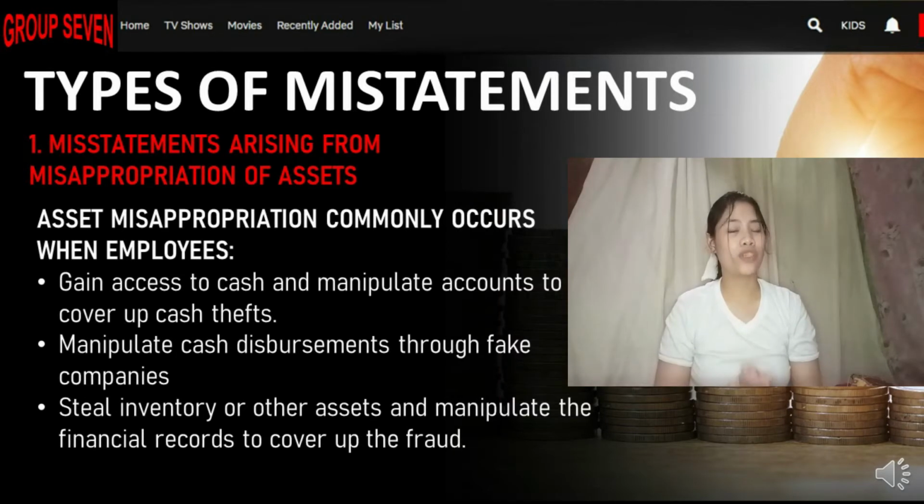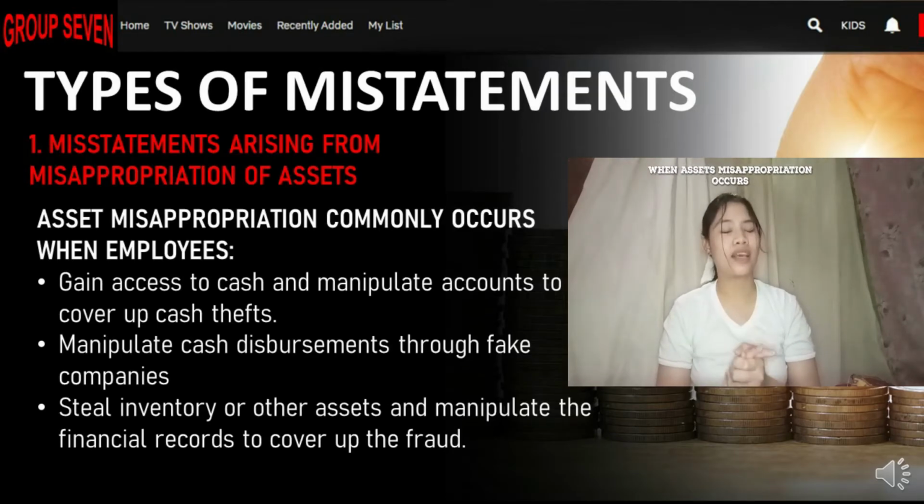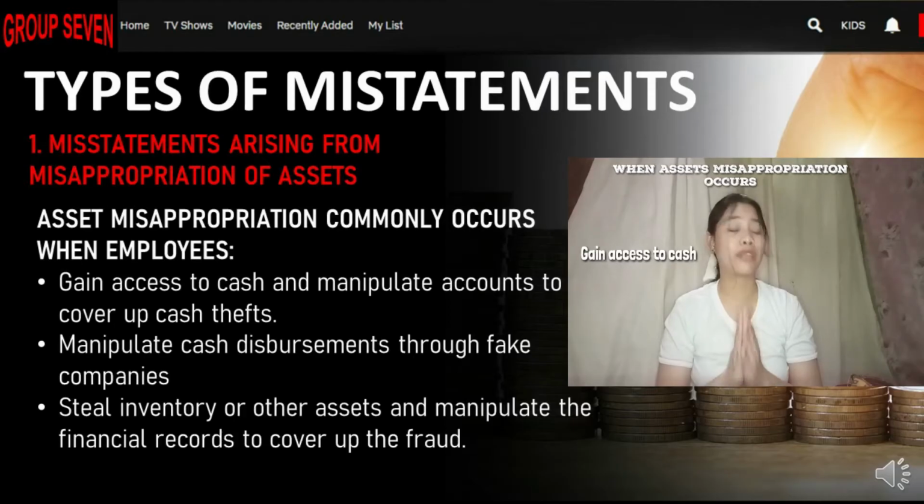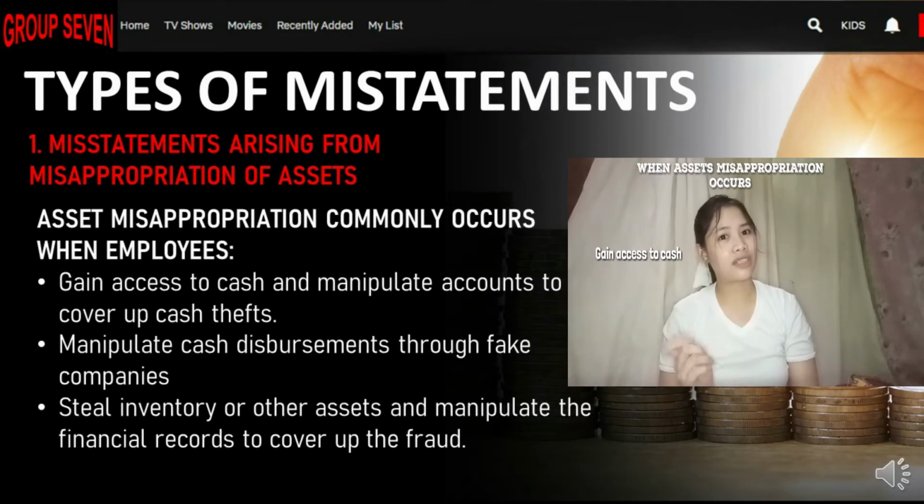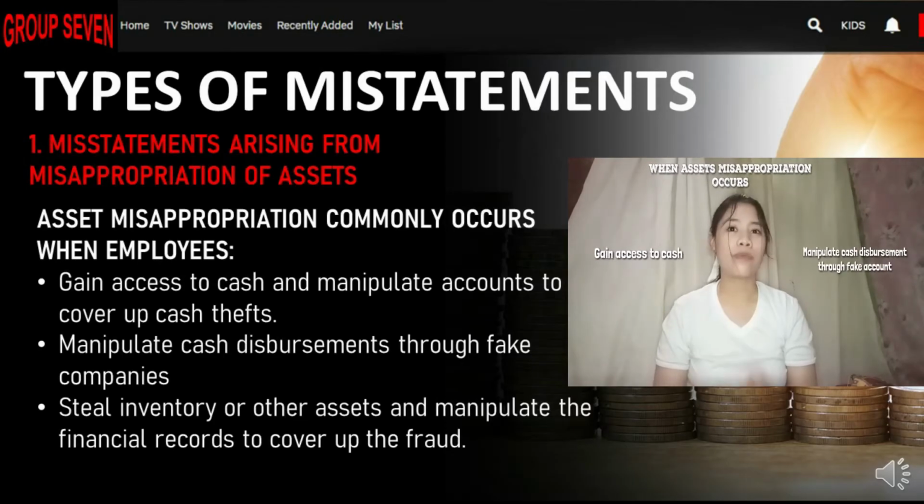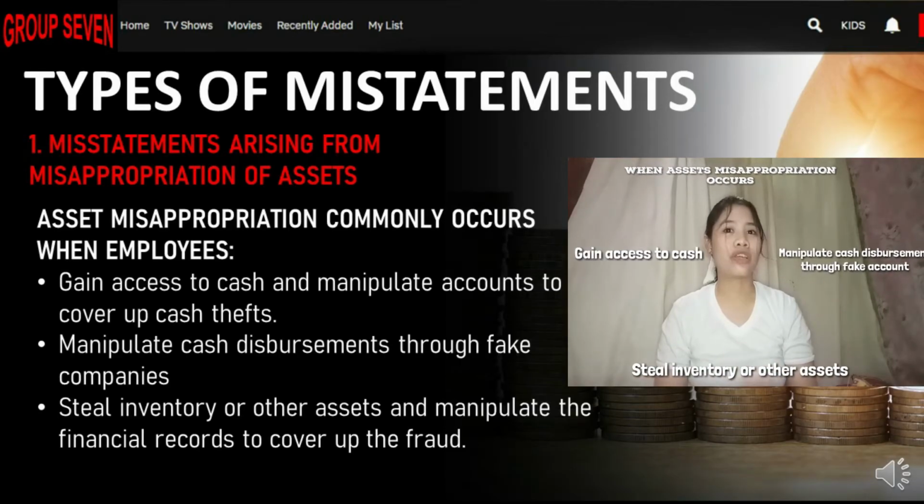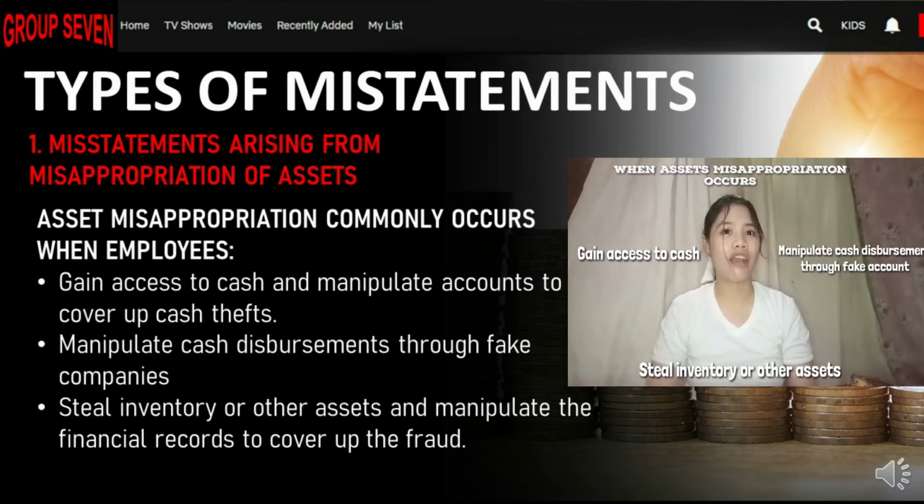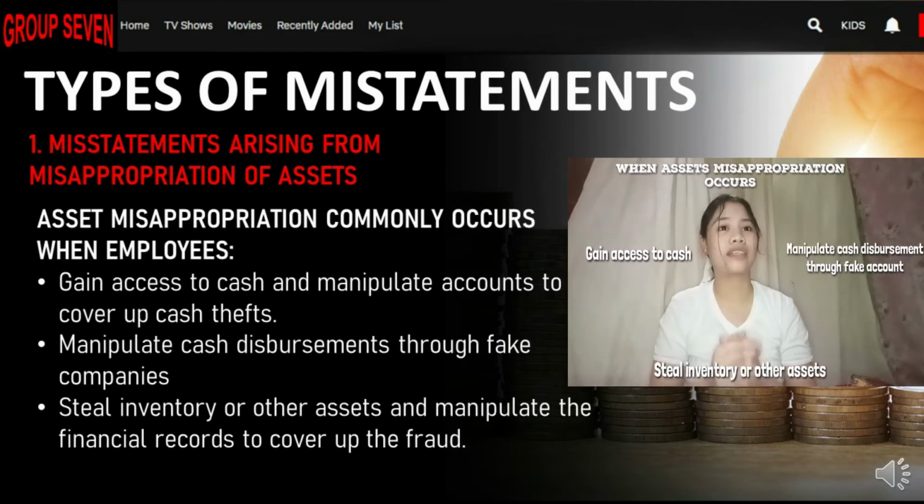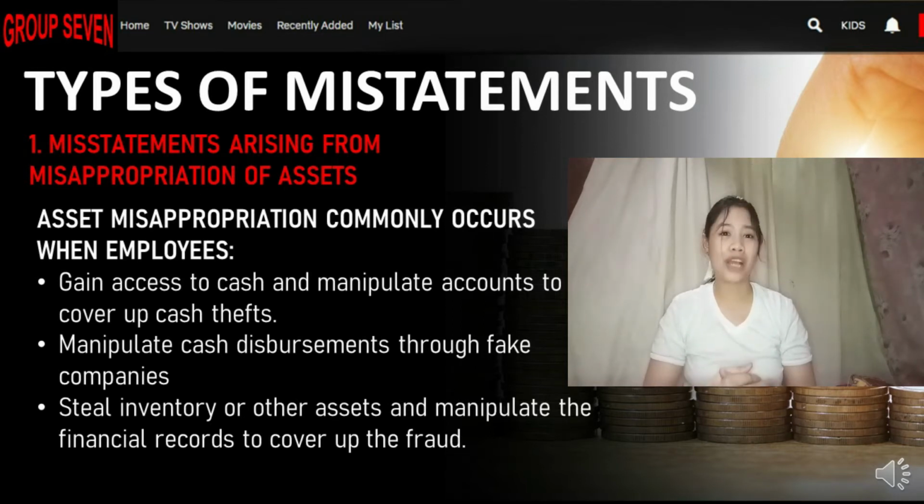And let us now determine when asset misappropriation commonly happens. It commonly occurs, first, when employees gain access to cash and manipulate accounts to cover up cash thefts. Second, when employees manipulate cash disbursements of the company. And lastly, when employees steal inventory or other assets and manipulate the financial records to cover up the fraud.